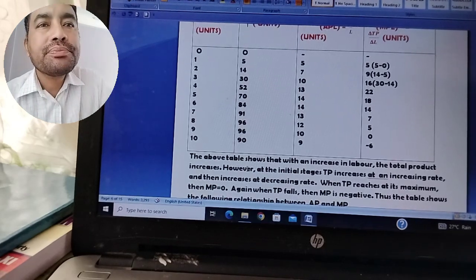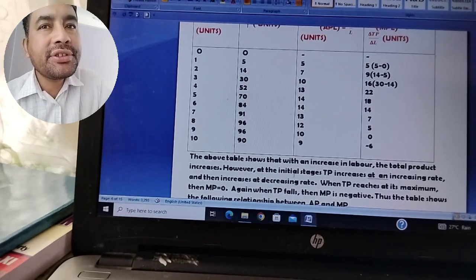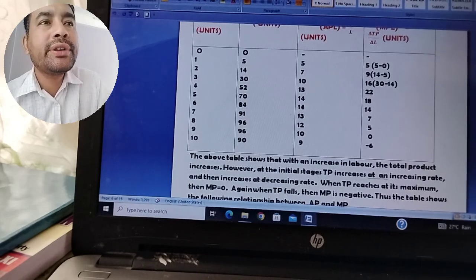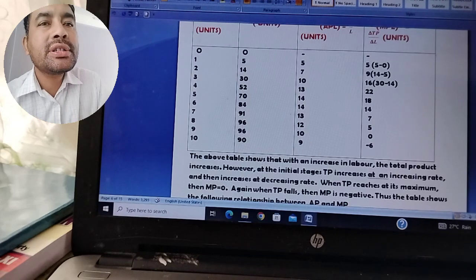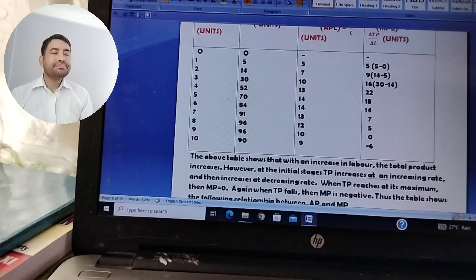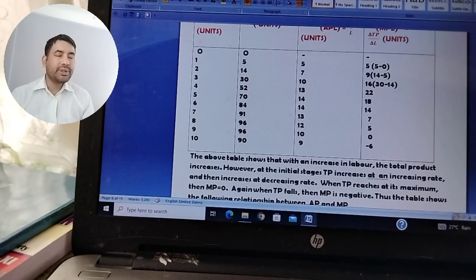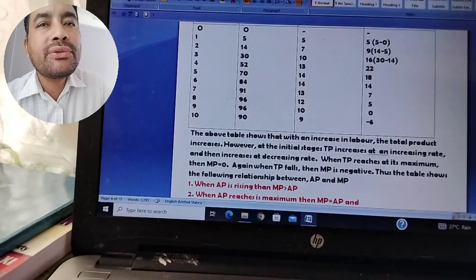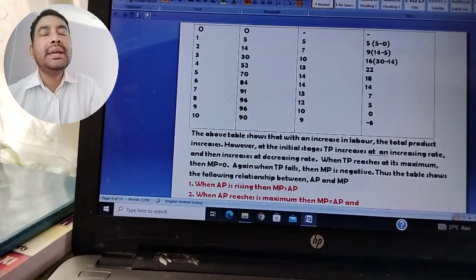So at the initial stage, TP increases at an increasing rate, then increases at a decreasing rate. When TP reaches its maximum, then MP is equal to 0. Again, when TP falls, then MP is negative. Thus, the table shows the following relationship between TP and MP. When TP increases, AP is also increasing, but when TP becomes maximum, MP becomes 0. When TP starts falling, MP becomes negative. So using this table, you'll try to find out the relation between AP and MP.